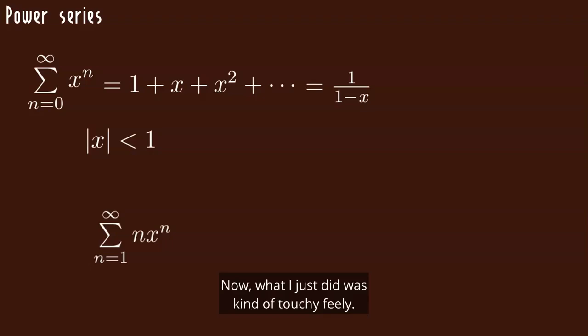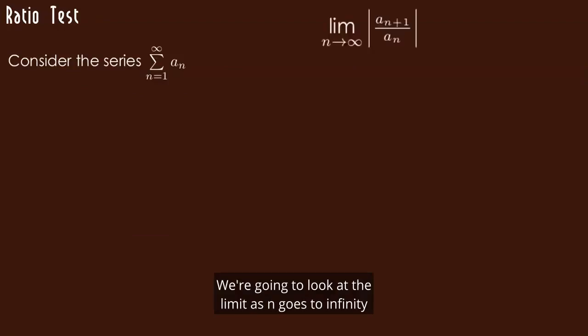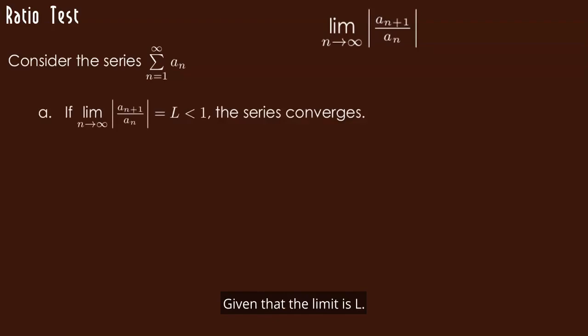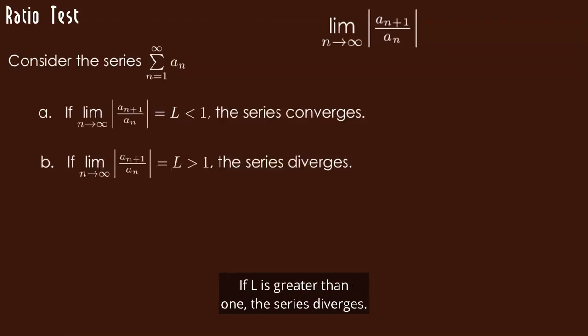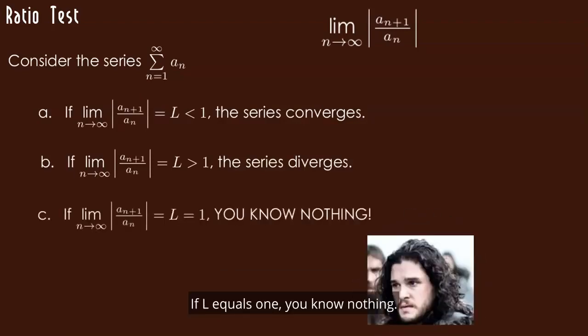Now, what I just did was kind of touchy-feely. We need something a little bit more rigorous because this is mathematics. So we're going to look at something called the ratio test. The ratio test. Consider the series n goes from 1 to infinity of a sub n. We're going to look at the limit as n goes to infinity of a sub n plus 1 over a sub n, the ratio of the terms, hence the name ratio test. Given that the limit is L, if L is less than 1, the series converges. If L is greater than 1, the series diverges. If L equals 1, you know nothing.